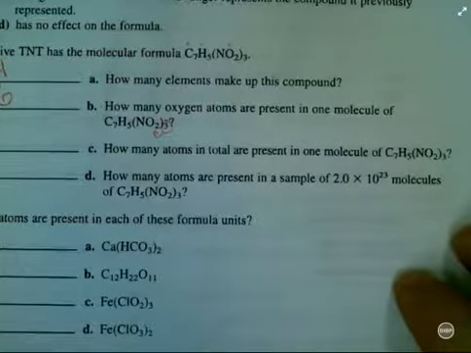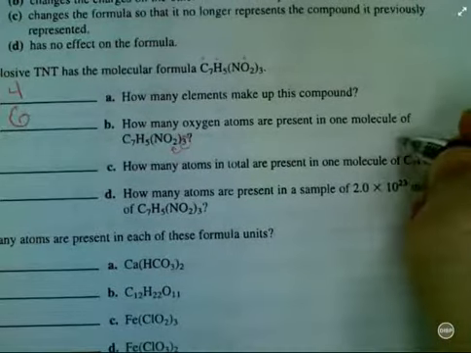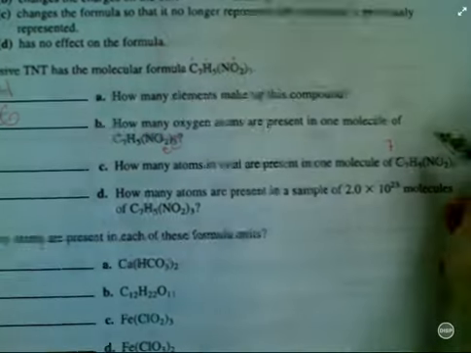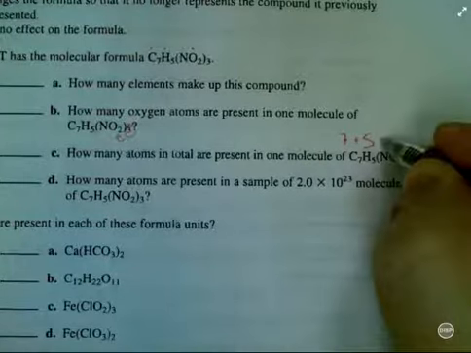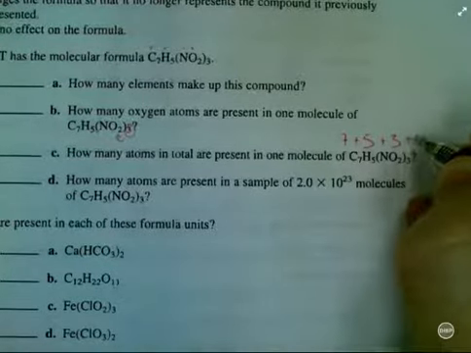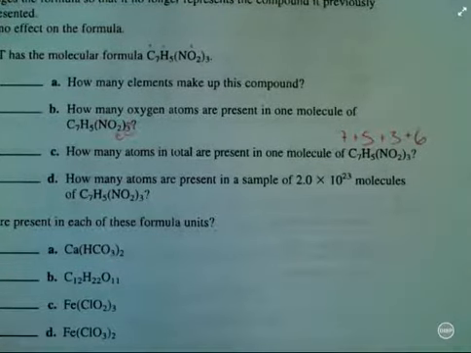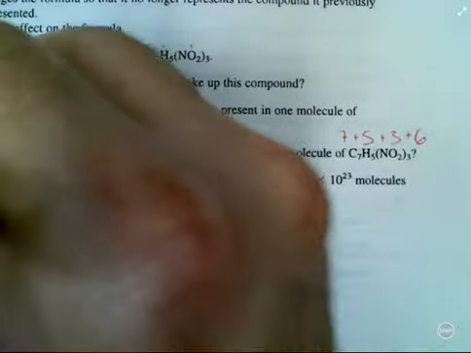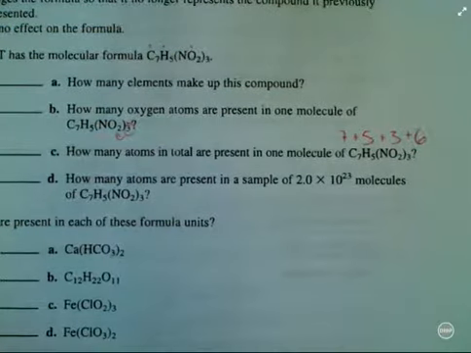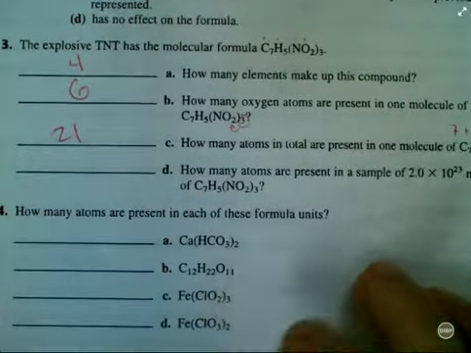C, how many atoms in total are present in one molecule of TNT? Well, we have 7 carbon atoms. We have 5 hydrogen atoms. We have 3 nitrogen atoms. And then we already agreed that we have 6 oxygen atoms. If we add those up, we're looking at 21 atoms present in that molecule, just one molecule. Then we move on to D.